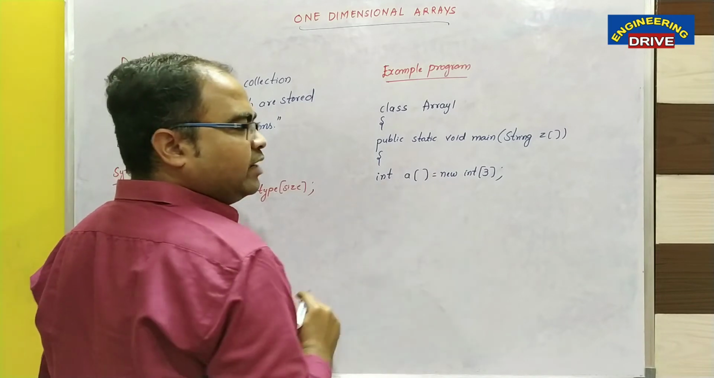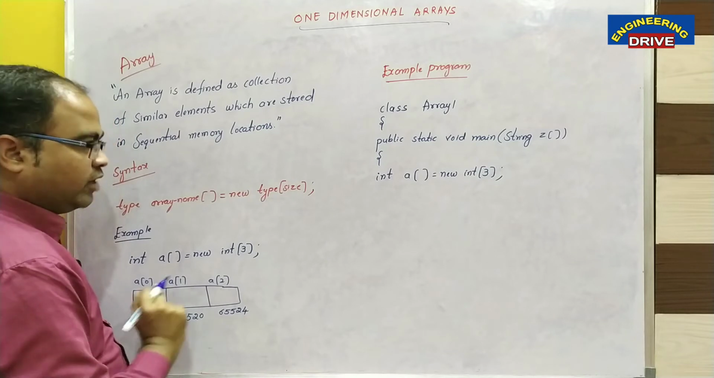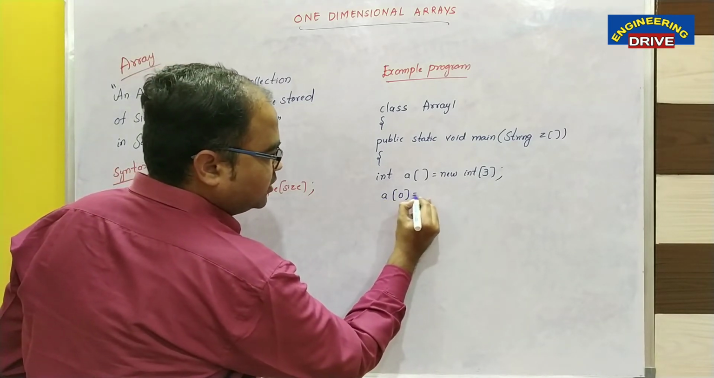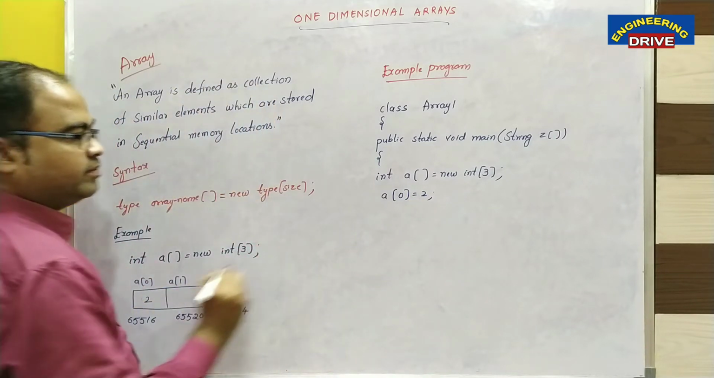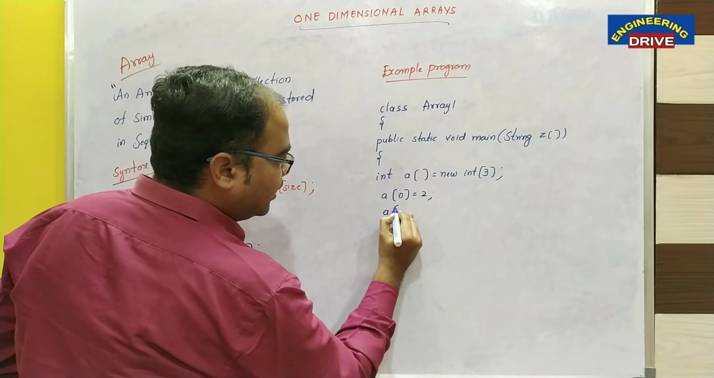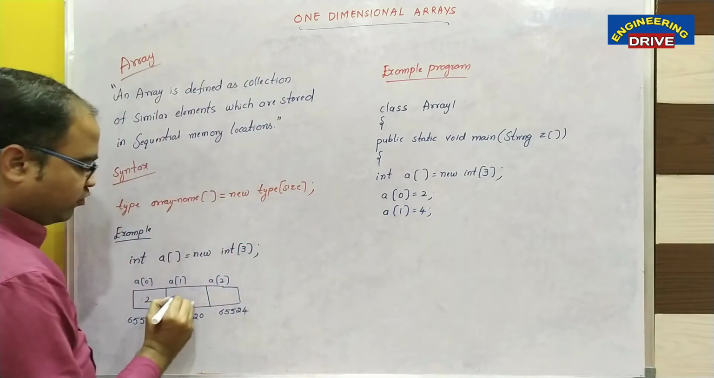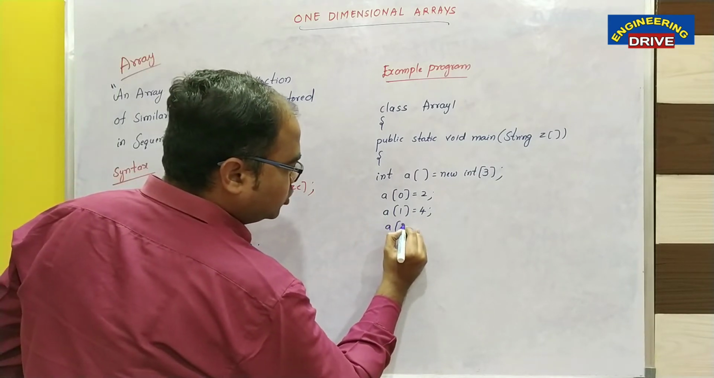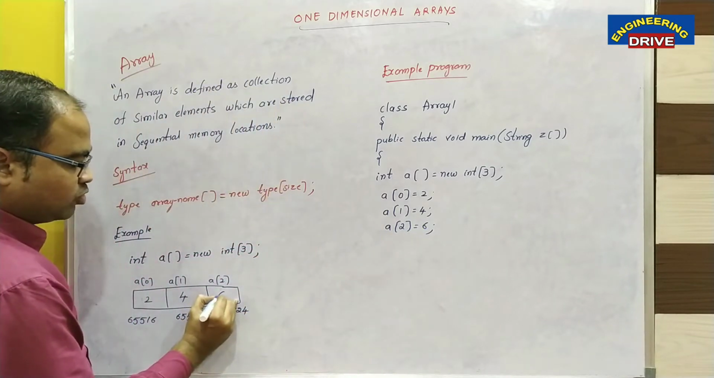Okay, let us give the values to the array now. How to give the values to the array? First, a[0] I want to give, so a[0] is equal to 2. So what happened in memory? 2 will be stored here. Next, a[1] is equal to 4. So where will 4 be stored? Here. Next, a[2] is equal to 6. So 6 will be stored here.